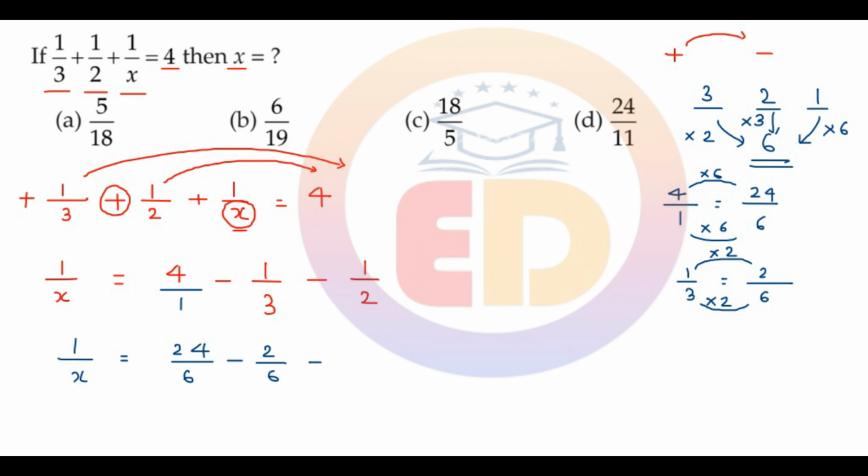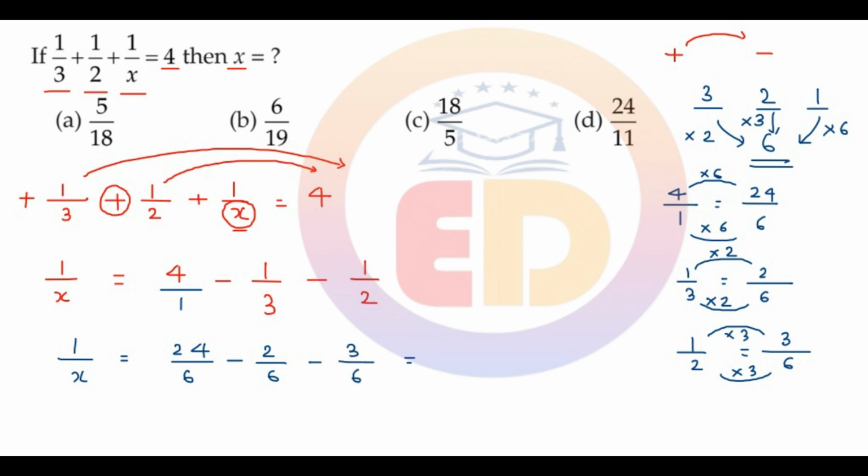Minus 1 upon 2. I have to convert 1 upon 2 to denominator 6. To convert 2 to 6, I multiply it by 3. And if I am multiplying the denominator by 3, I have to multiply the numerator also by 3. 1 into 3 is 3. So my fraction 1 by 2 now becomes 3 upon 6.